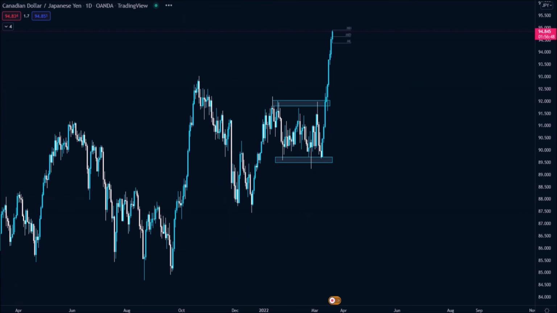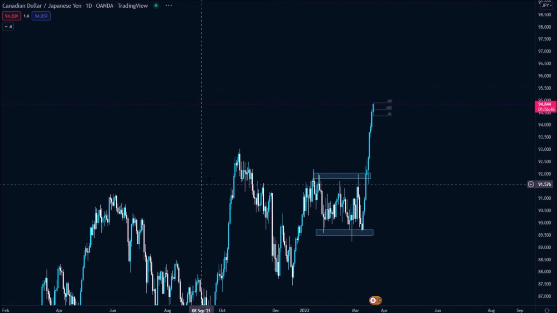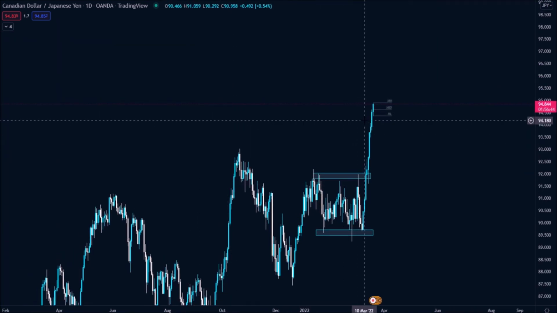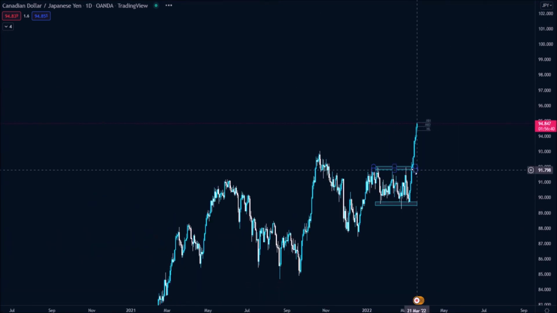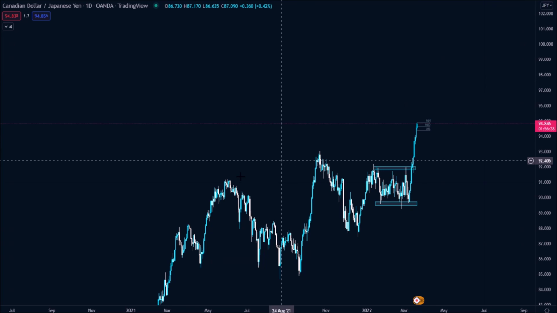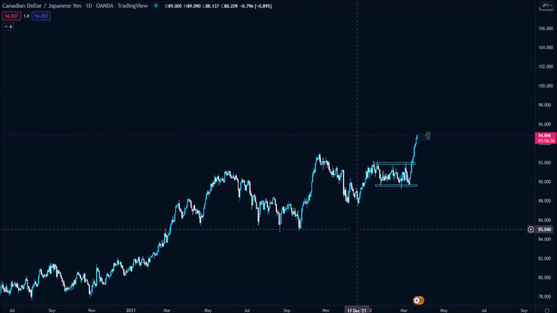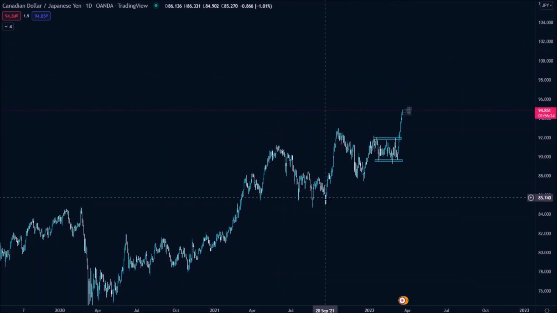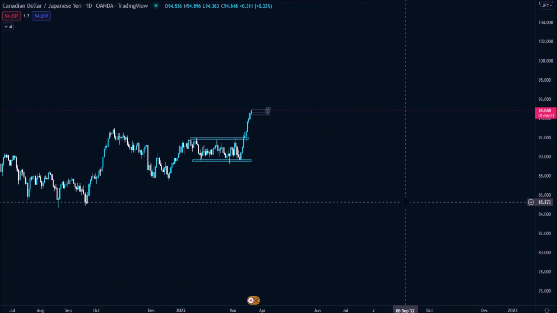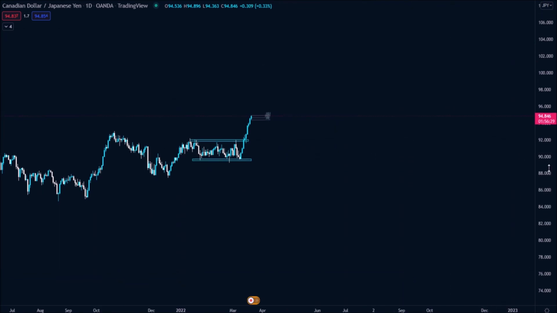Similar with CAD yen, any pullback into previous structure, say this high, I'll be looking to get long there. And I know it's easy to say you want to go long something that's, you know, just shooting out the gate, but overall very bullish on this instrument. So any pullback at all, we can wait to get involved with.